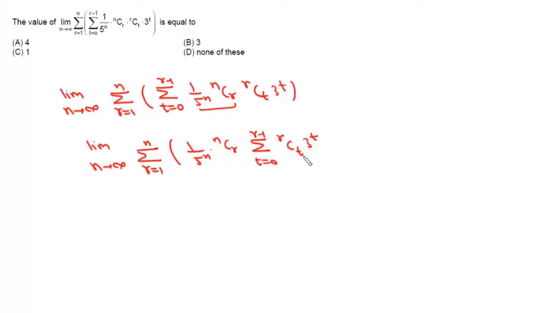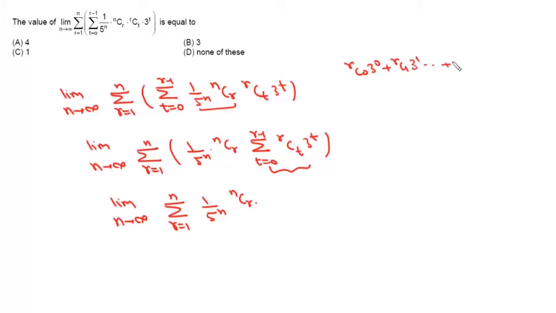Now this is nCr into x to the power r, where r varies from 0 to r minus 1. So if it is from 0 to r, it would have been this expansion of (1 plus 3) whole to the power r. So we'll actually write this as this limit n tends to infinity, this summation r varies from 1 to n, 1 upon 5 to the power n, nCr. Now if we look at this series, this is rC0 3 to the power 0 plus rC1 3 to the power 1 up to rC(r minus 1) 3 to the power of r minus 1.